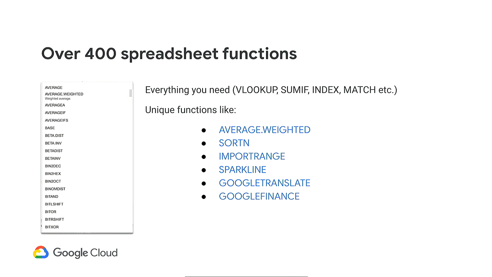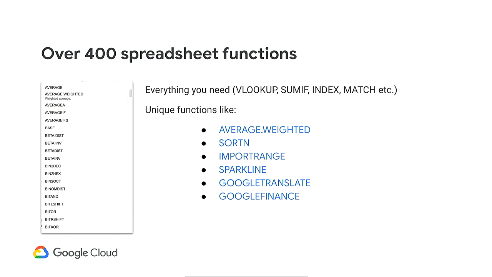Sheets has over 400 functions. Everything from the rites of passage like VLOOKUP, INDEX and MATCH that you're used to, and then some unique functions as well. Whether it is doing some mathematical calculations, we have an average weighted formula that does exactly what it sounds like, a sort in formula that allows you to return some top number of results from your data set.